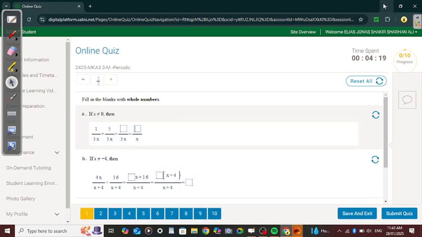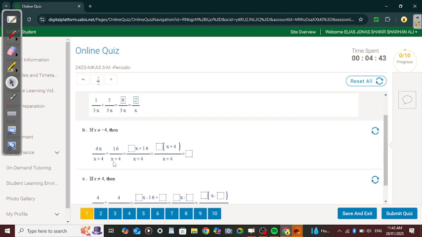This is Algebra Course Practice Section 3.3 for Grade 8. 1 over 3x plus 5 over 3x. Both fractions have the same denominator, so we could just add both of the numerators up. 1 plus 5 is going to be 6. 6 over 3x could be simplified. We divide 6 by 3 and 3x by 3, that will be 2 over x.